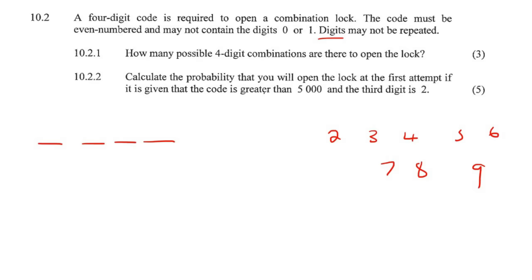Okay, first question. How many 4-digit combinations are there to open the lock? Okay, so you start with the biggest restriction. The biggest restriction is that it must be even numbered. So how many different numbers could we have there? Well, you could have a 2, a 4, a 6, or an 8. So that's 4 different options that we will put over there.